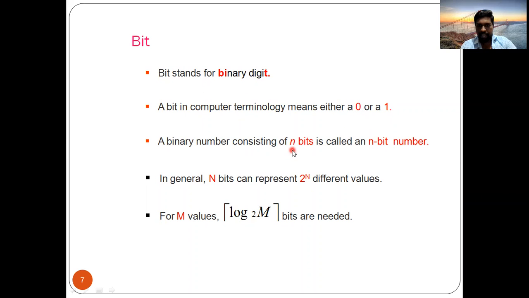So if a binary number consists of n number of bits, it is an n bit number. So n bits can be represented in 2 power n different values. And for m values, you need log m base 2 bits. Clear? These are the important points you need to remember in case of binary number system.